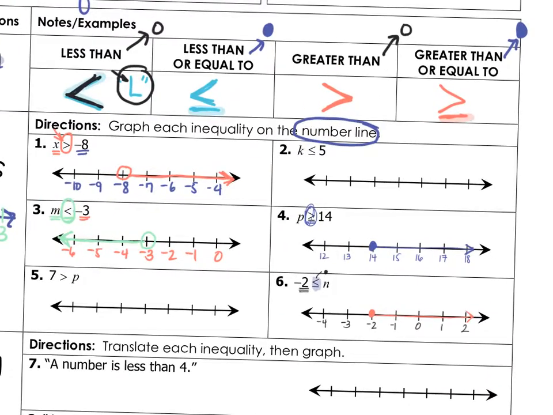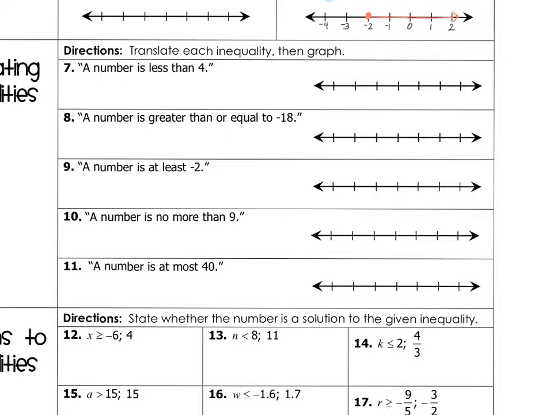So what you are drawing when you draw these graphs is all the possible values that the variable can become. You are drawing all the possible values that that variable can be, like numbers that you can actually put here that will make a true statement.